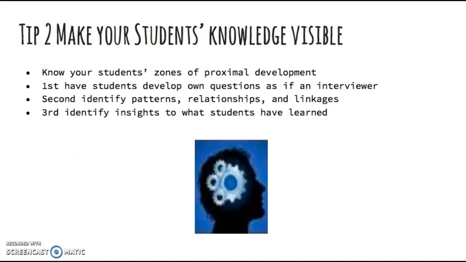The second tip is to make your students' knowledge visible. Getting to know your students' zone of proximal development is ongoing. One way is to have students develop their own questions as if they were an interviewer. Second is to identify patterns, relationships, and linkages. Third is to identify insights to what students have learned in the last 2 weeks.